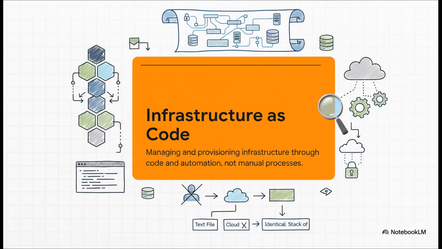or IAC. Just imagine your entire data center, I'm talking servers, networks, databases, the whole shebang, all defined in a simple text file. That file becomes your single source of truth. It's a blueprint that's version-controlled, totally shareable, and completely automated. It practically eliminates human error.